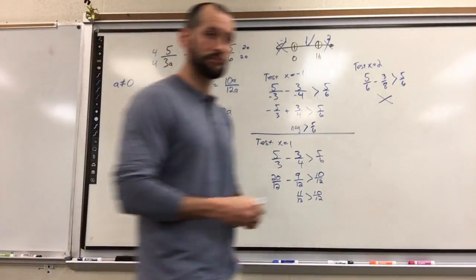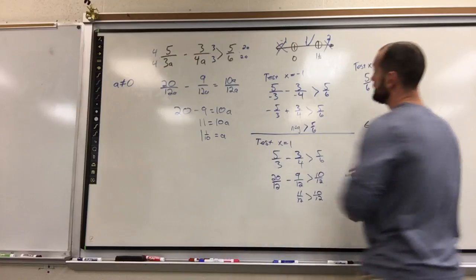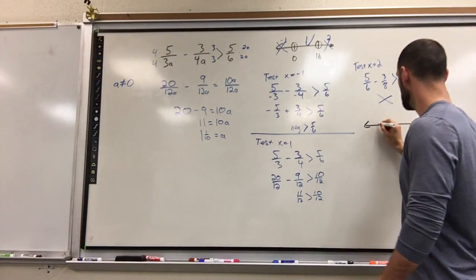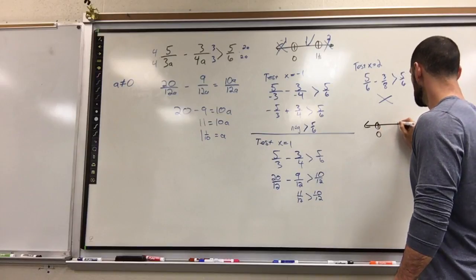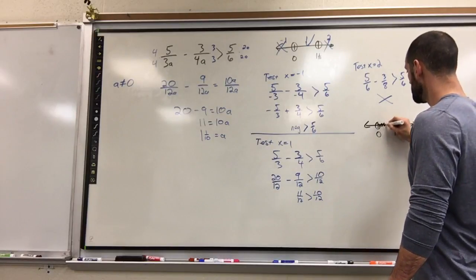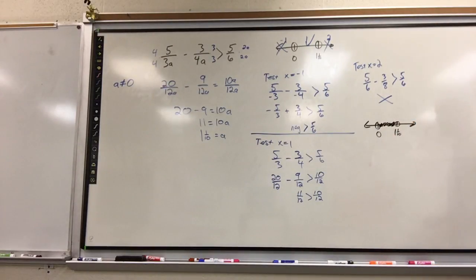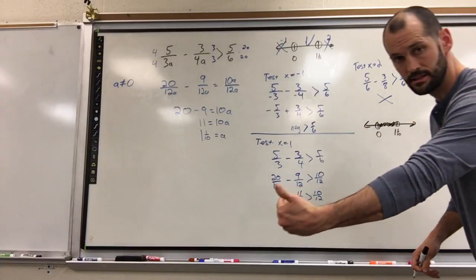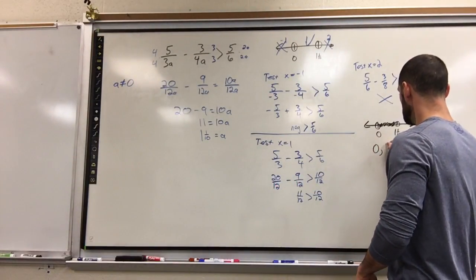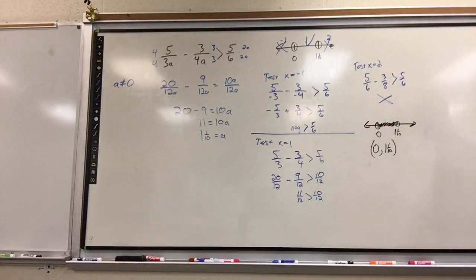It's time for my graph. My final answer on my graph. My shading only exists between 0 and 1 1/10. Open circle at 0. Open circle at 1 1/10 with shading in between. Lastly, interval notation, least answer to largest answer, 0 to 1 1/10, parentheses because it is not equal to.